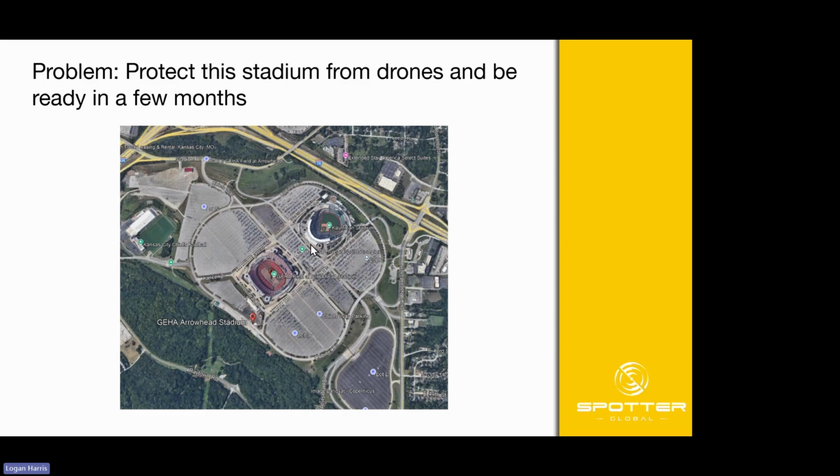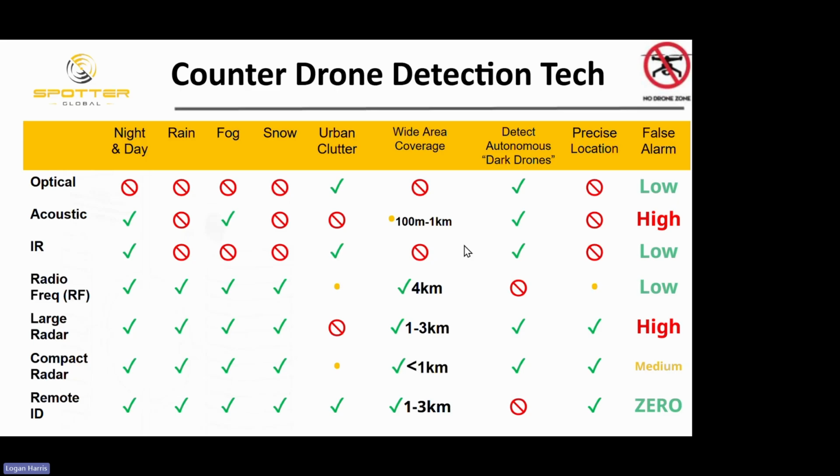So first of all, let's take a look at the different counter drone technology. First you have to know that it's there. That's the first step, detection. If you don't know that it's there, then you really can't do anything else about it. There are quite a few different types of technology out there: cameras, acoustics, thermal, that's the IR, radio frequency, radar, large radar, compact radar, and then remote ID. So those are the main detection technologies.